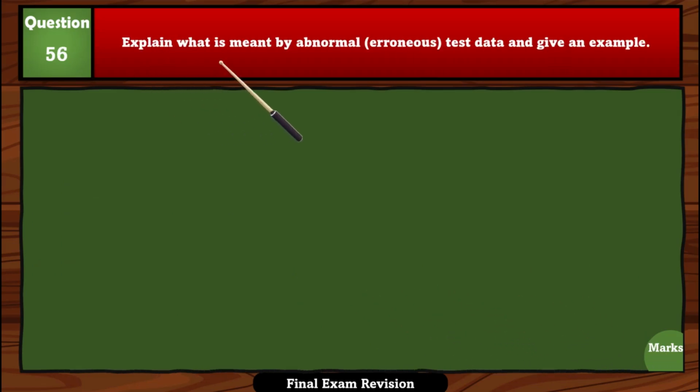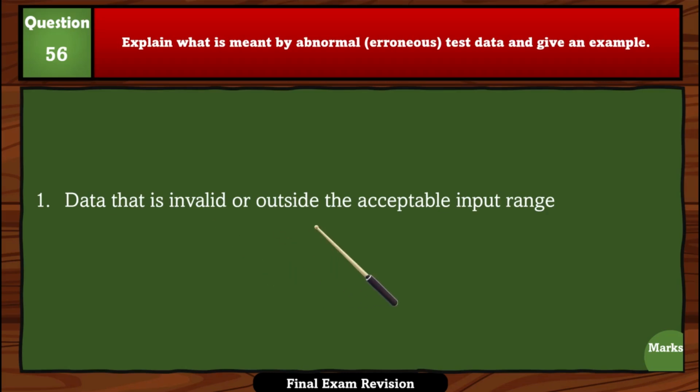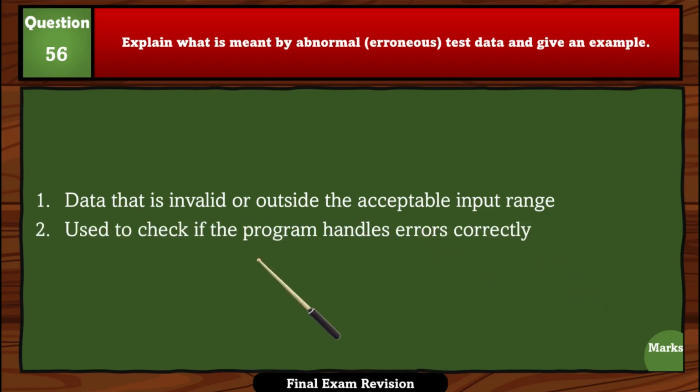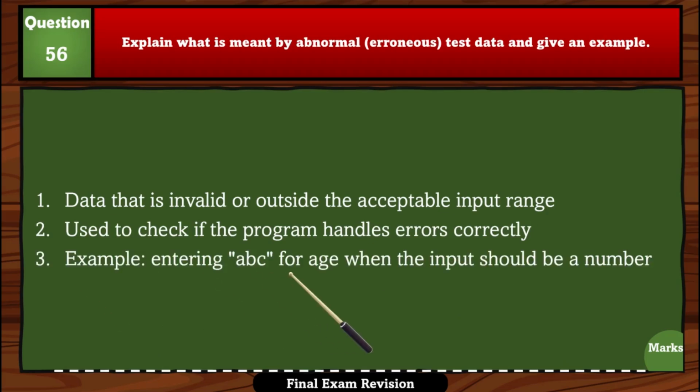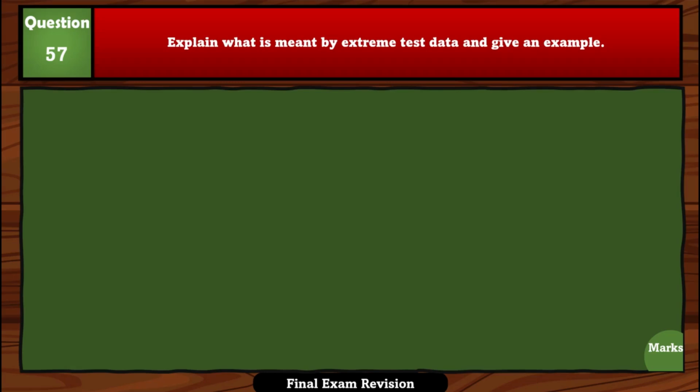Question 56. Explain what is meant by abnormal or erroneous test data and give an example. Data that is invalid or outside the acceptable input range, used to check if the program handles errors correctly. Example, entering ABC for age when input should be a number. Question 57. Explain what is meant by extreme test data and give an example.